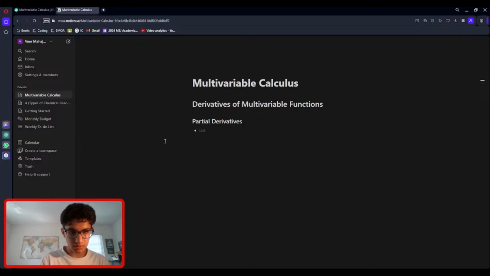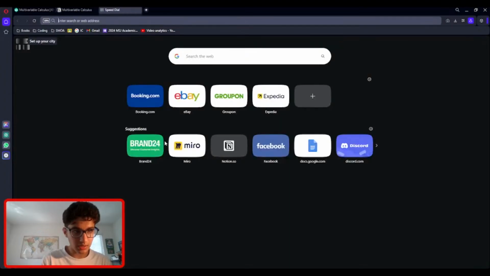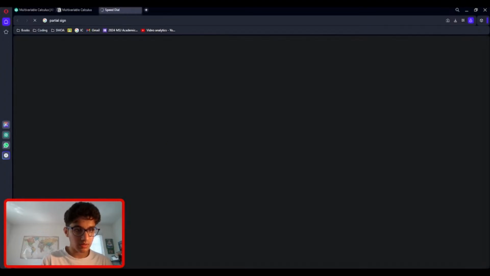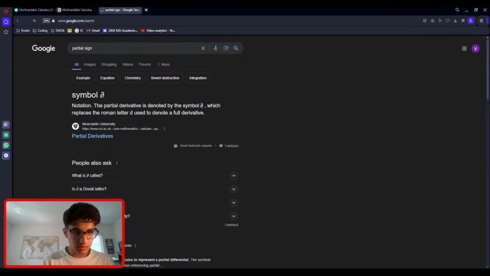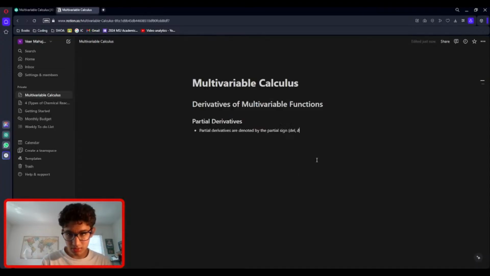And in here, the partial derivatives are denoted by the partial sign, del, and then how do you write that? Like the partial sign, this thing right here. So I'll copy paste that in. Okay, and then these basically treat all other variables as constant when taking derivatives.